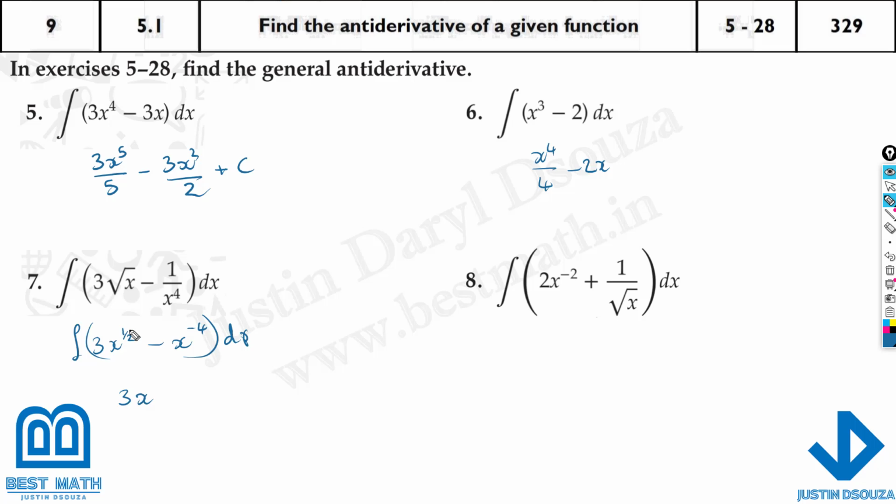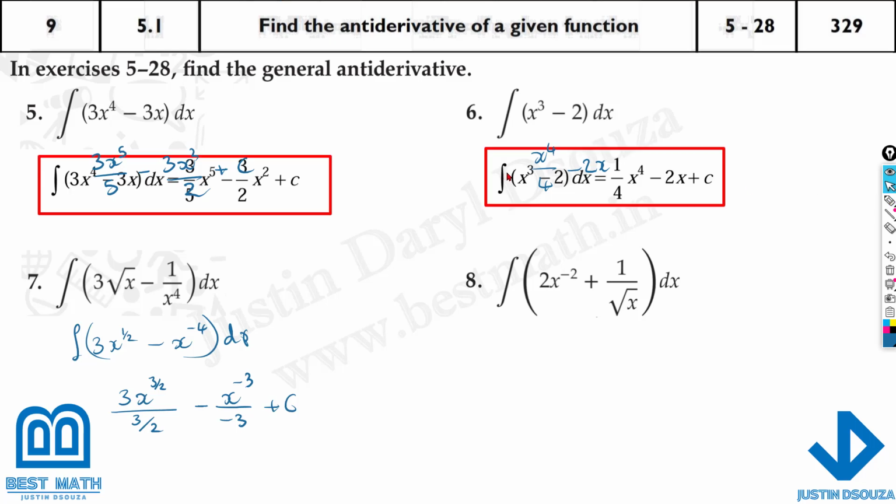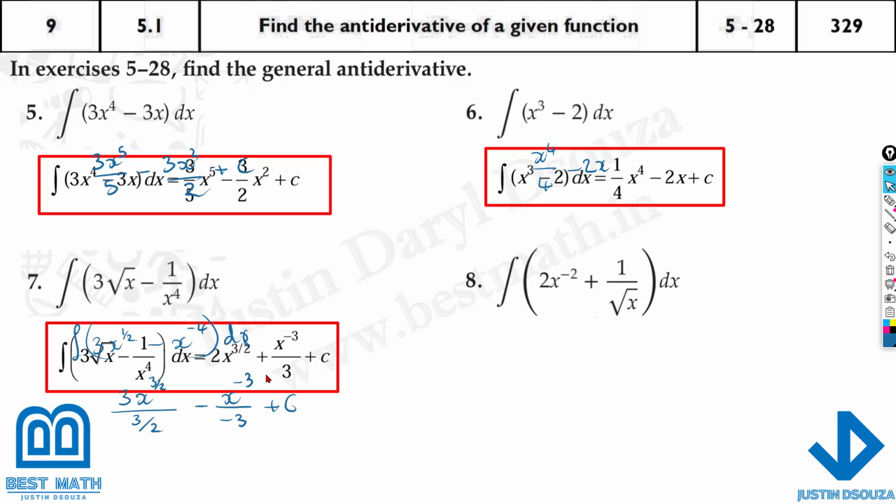Now what I'll do is I'll add half with 1. If you do it in the calculator, you'll get 3 by 2. That's 1.5. And over here also I'll do 3 by 2. Minus, here when you add 1, it will be minus 3 by minus 3 plus c. But this won't be in your option. If you look in your option, it's something like this.